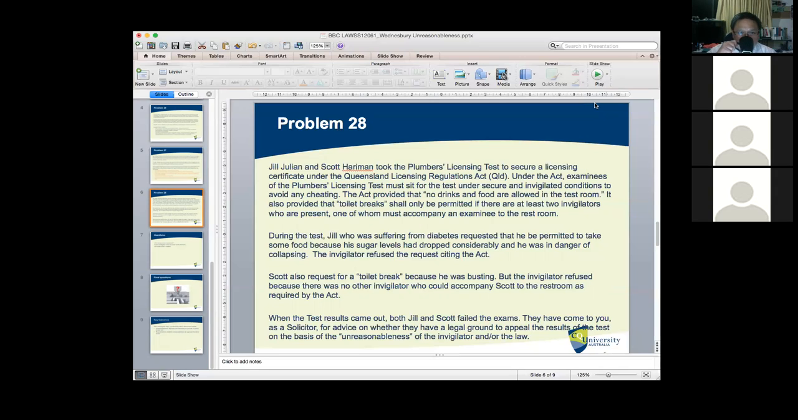Jillian and Scott Harmon took diplomas licensing tests to secure a licensing certificate under the Queensland Licensing Regulations Act, Queensland. Under the Act, examinees of diplomas licensing tests must sit for the test under secure and invigilated conditions to avoid any cheating. The Act provided that no drinks and food are allowed in the test room. It also provided that toilet breaks will only be permitted if there are at least two invigilators present, one of whom must accompany an examinee to the restroom. During the test, Jill, who was suffering from diabetes, requested that he be permitted to take some food because his sugar levels had dropped considerably and he was in danger of collapsing. The invigilator refused the request, citing the Act.